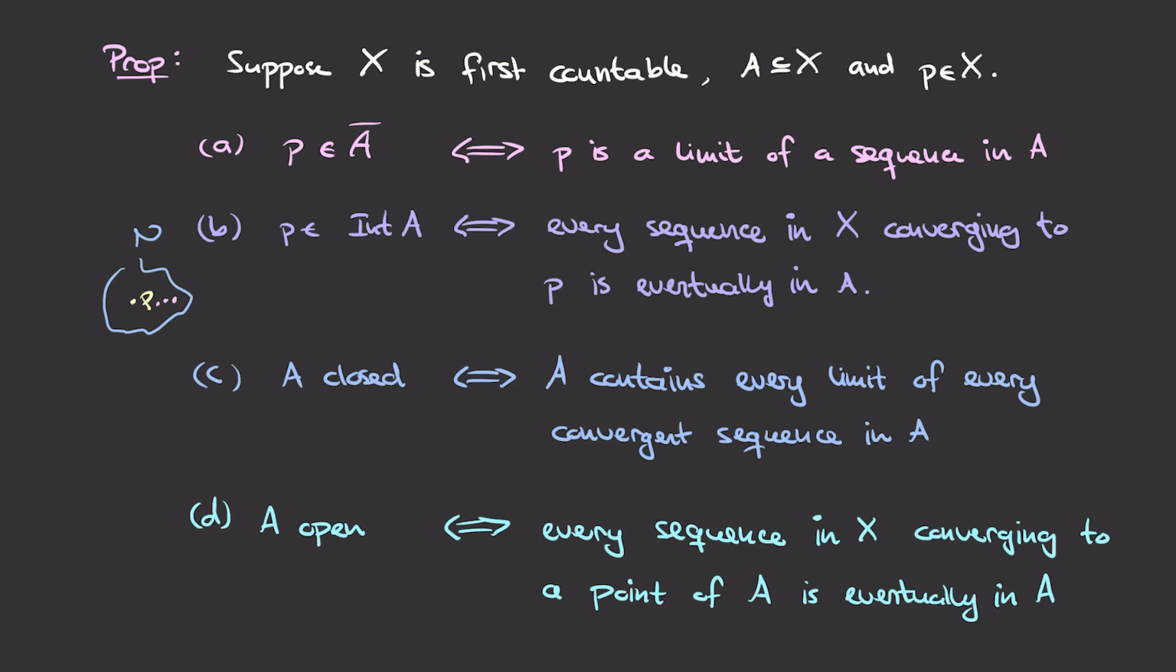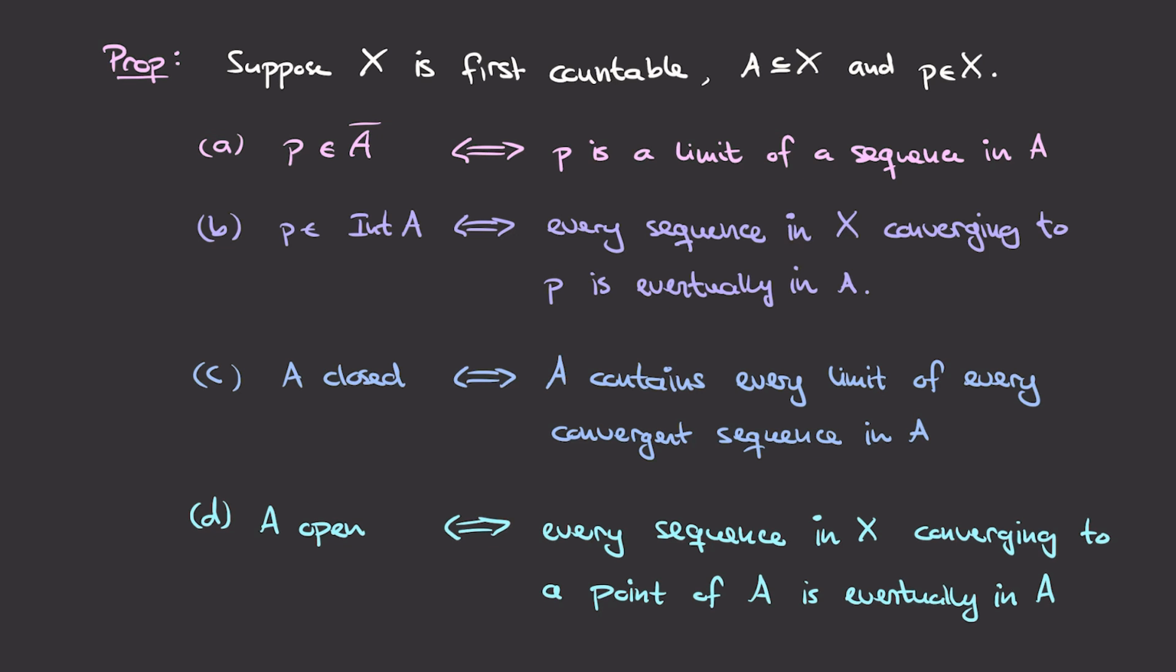Okay, so that was a sketch of part A of the proof, and I'll leave it to you to think about part B, which again uses these neighborhood bases around the point P. Just as a reminder, one characterization of a point P being in the interior of the set A is that there exists some neighborhood of P that lies completely within A.